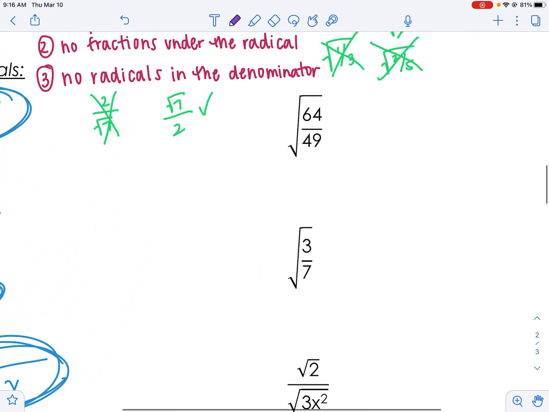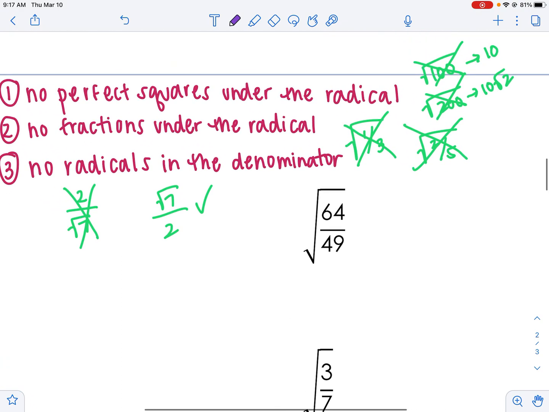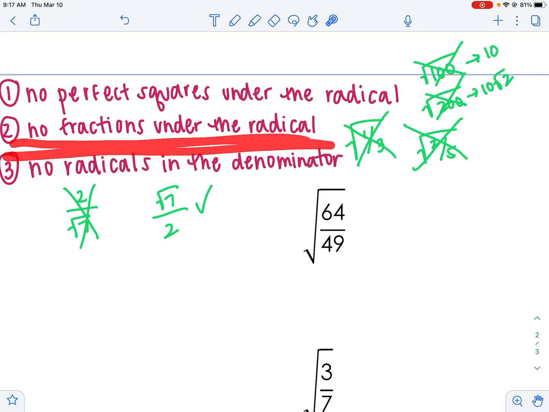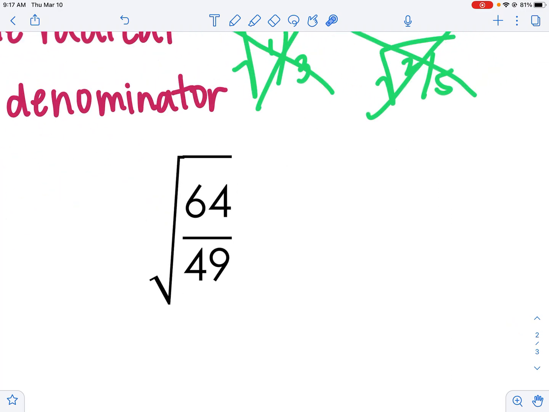Okay, so let's take a look at this one over here. And if I asked you what's wrong with this, it goes back to this. Look at statement 2. We can't have any fractions under the radical. So I have the square root of 64 over 49. So let's think for a second.